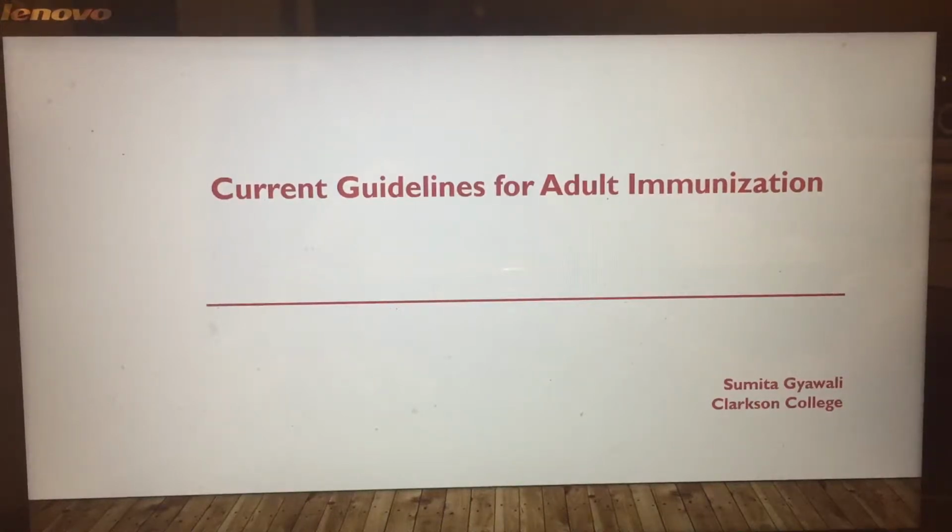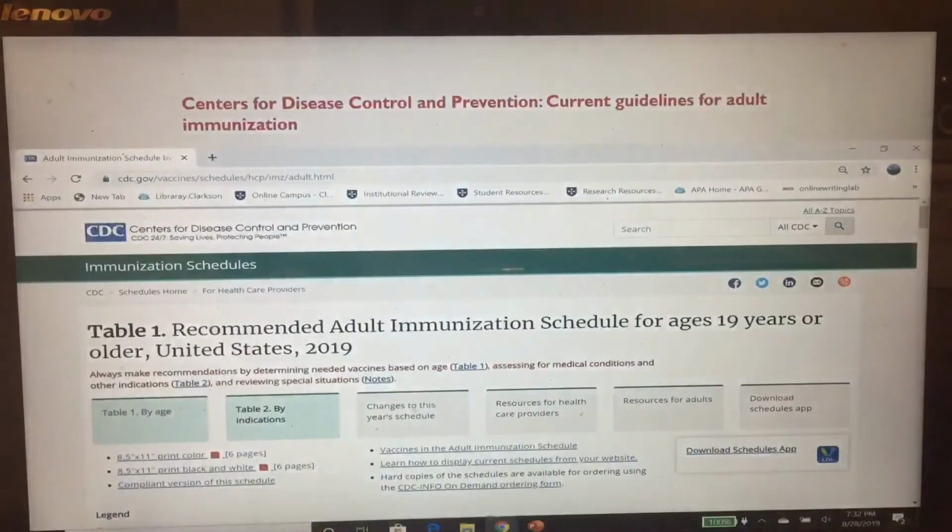I'm doing a presentation on the current guideline for adult immunization, which was topic number one, and I chose the CDC website. I did look at different resources, but I found the CDC the most straightforward and easy to look at for the guideline. So this is the front page of the Centers for Disease Control and Prevention website, where it has the recommended adult immunization schedule.